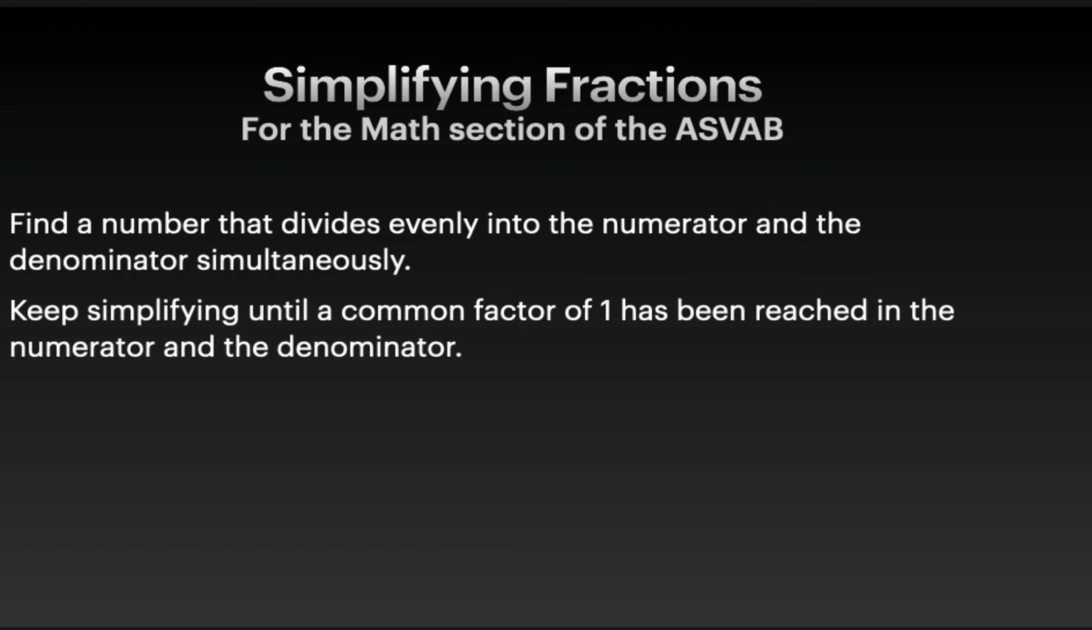So let's simply go over the objectives here. The first one is that you're going to find a number that divides evenly into the numerator and the denominator at the same time. And then you're going to keep simplifying until a common factor of 1 has been reached in the numerator and denominator, meaning that the fraction cannot be reduced or simplified any further. So let's go over some examples.